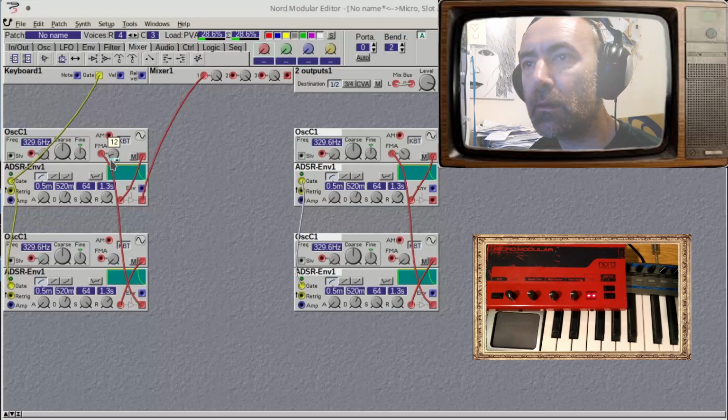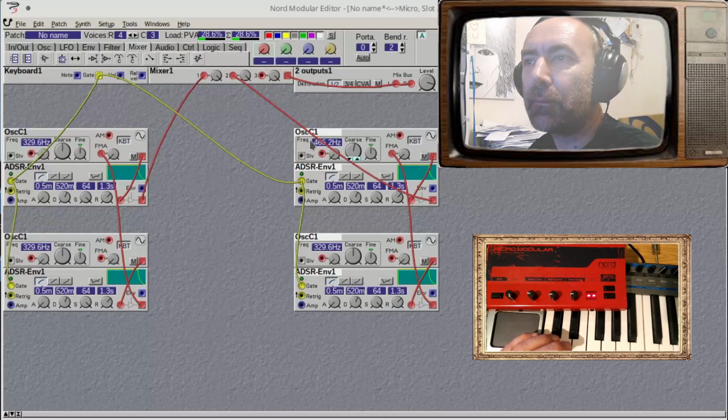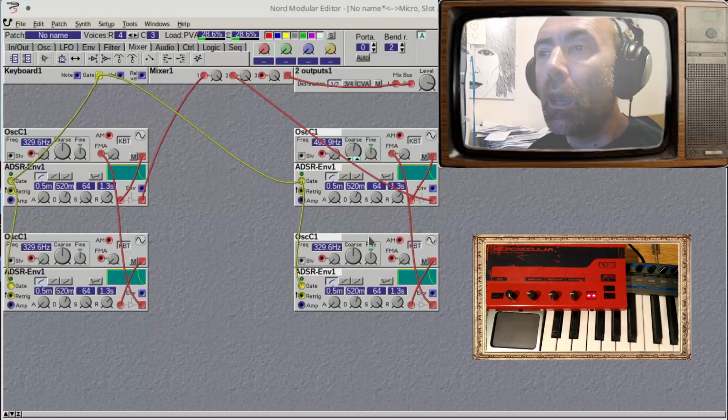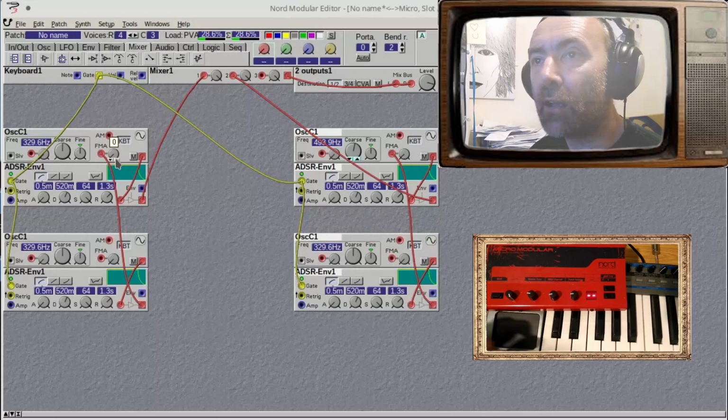So let's put that down to nothing, this one down to nothing. That one in there, and then I need to put the gate in, and then can't hear any difference there. But then I retune and you've got a chord coming out. Of course we can add FM to both of these.